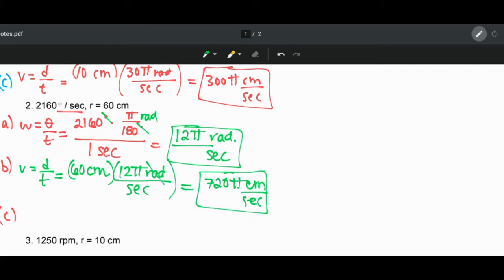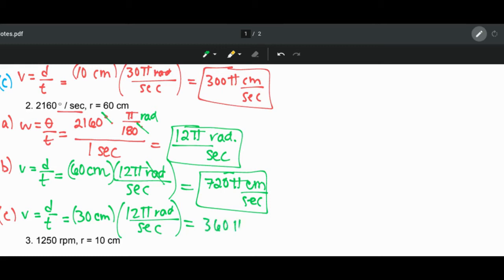For part C, it's the same concept, except remember we're using a point that's halfway between the center and the circumference. So our radius is now going to be 30 centimeters, but the same angular speed as part B from part A. So that gives us 360 pi centimeters per second. And again, you can leave off the radians.